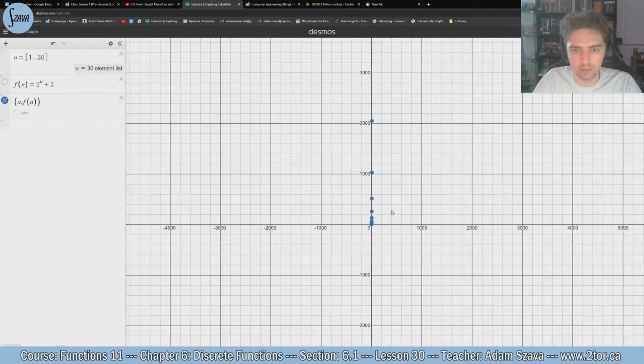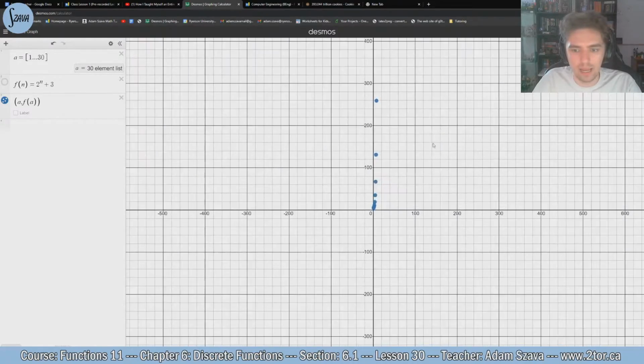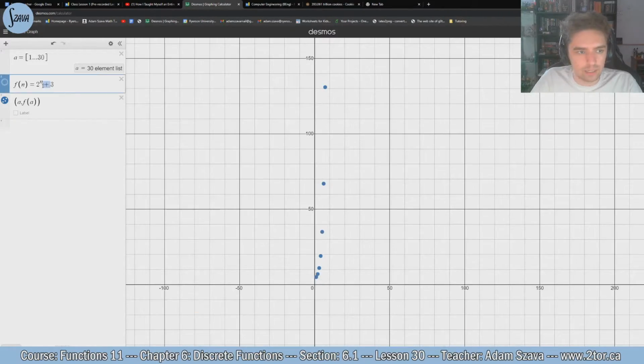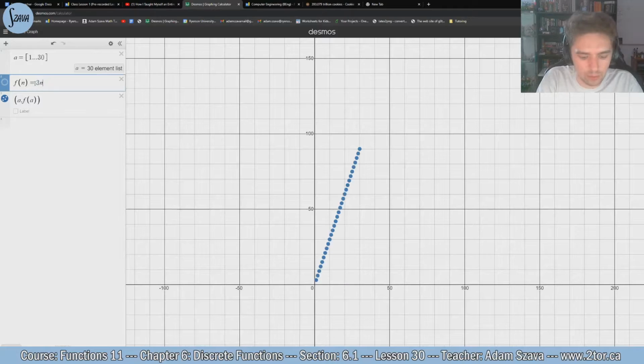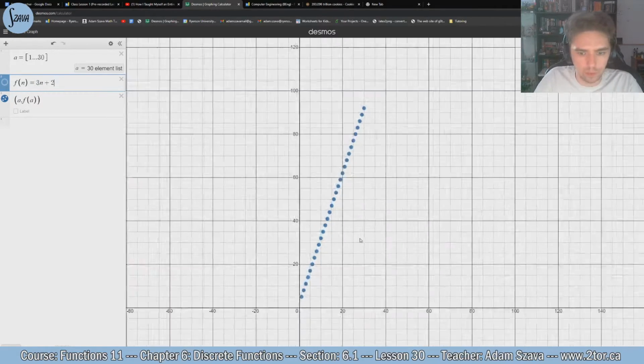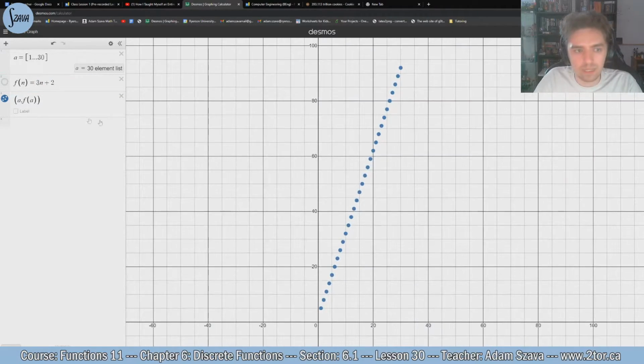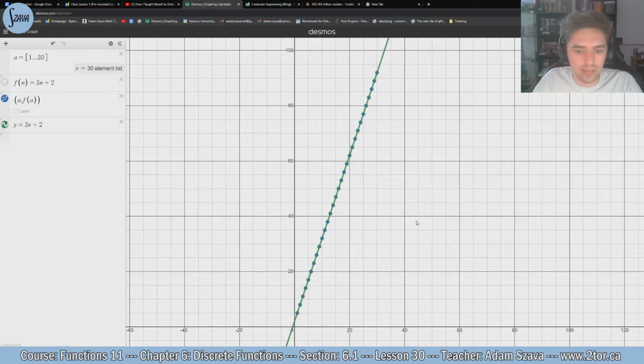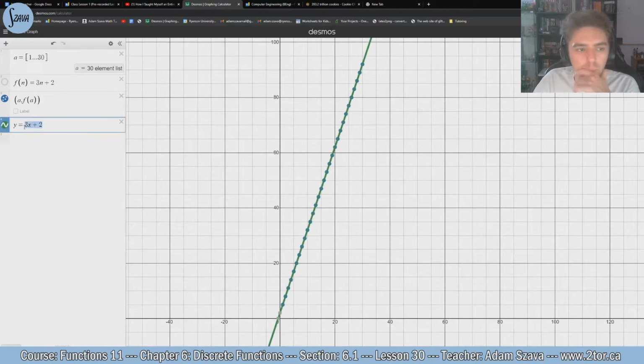So the first 30 terms now goes up really high, really fast. And I want you to notice something quickly here. Let me go back to the other one. 3n plus 2 looks like this, right? The line y equals 3x plus 2 goes through all that, right? The line y equals 3x plus 2.